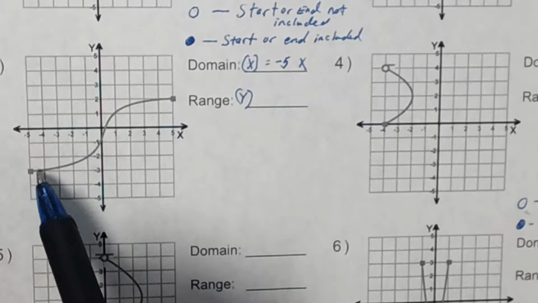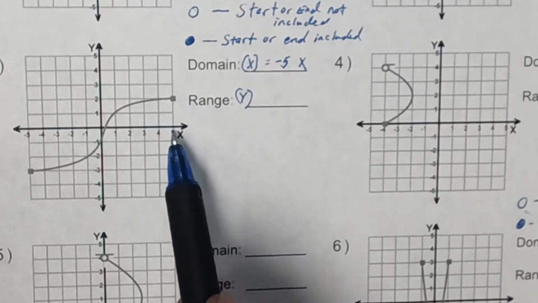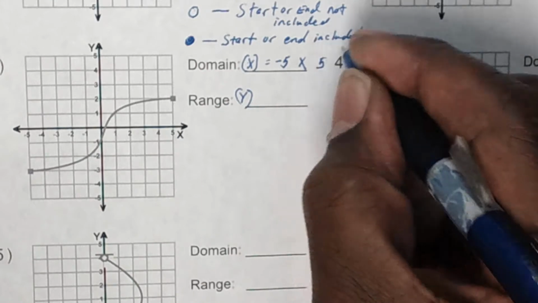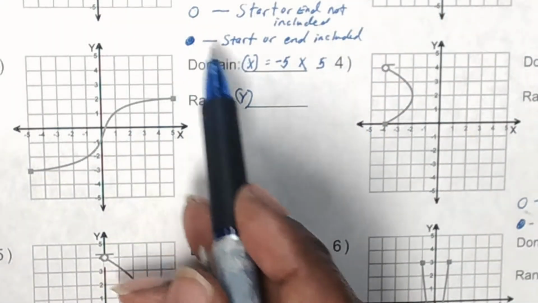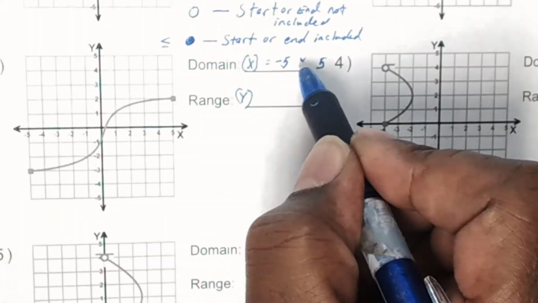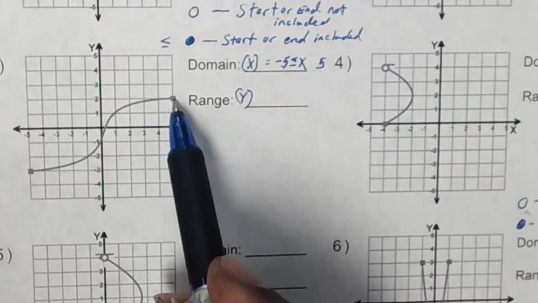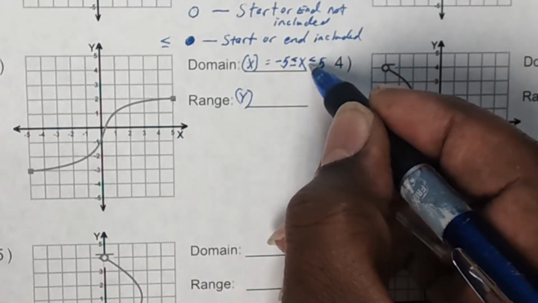And then our greatest value, as we move to the right, is here. This is also a closed point. And that value is +5. So we write that here. Now we're evaluating the -5. It's a closed point. When we have a closed point, that's going to make it less than or equal to. So we write that here. And when we're looking at +5, that's also a closed point. So this is going to be your less than or equal to also.